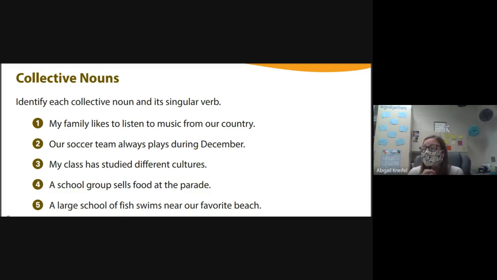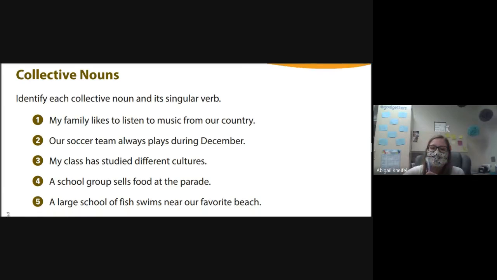No. Now, always is not a noun. What is the collective noun, Molly? That's what we're, the group of people. Yeah, it can either be team or soccer team. I would personally accept both of those. And what's the verb? What are they doing in that sentence, Marissa? Our soccer team always plays during December. Yep, plays. That's what they do.